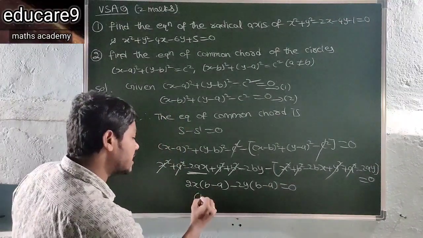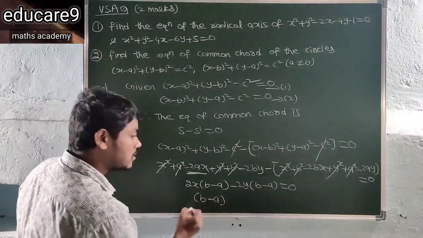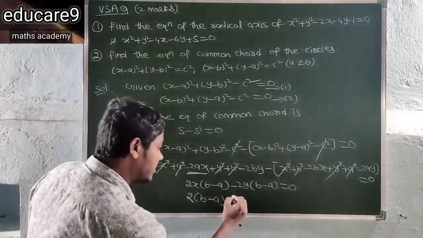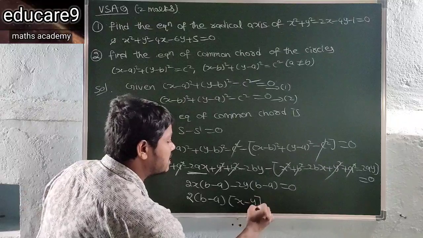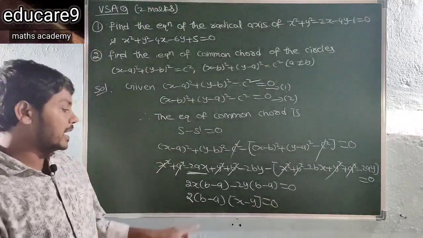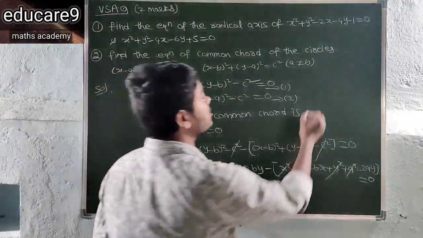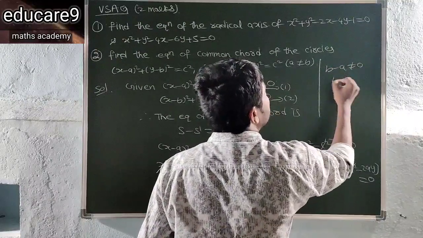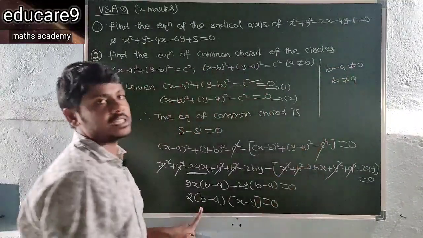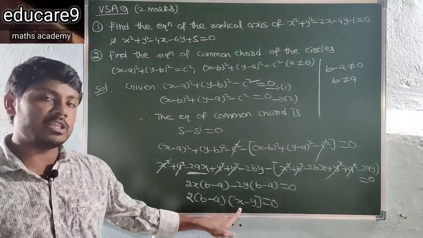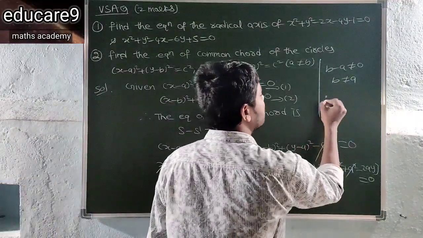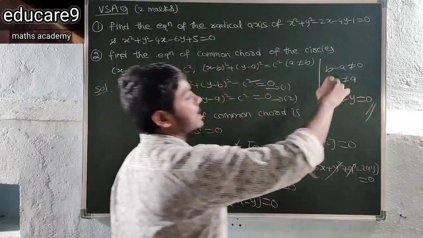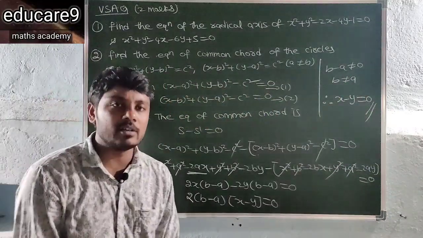So b minus a is common. So 2 is also common, you will get x minus y equals 0. But here b minus a is not equal to 0. See here, b minus a is not equal to 0, b is not equal to a. That is the given condition. Therefore this term is 0. So therefore x minus y equals 0. So this is the equation of the common chord.